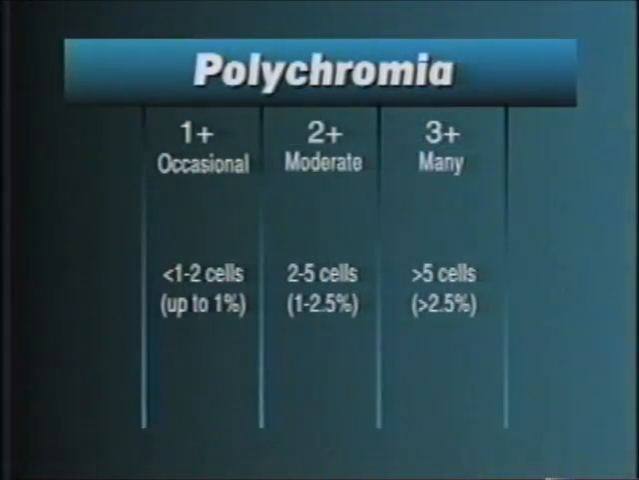These are cells that when they occur in low numbers are clinically significant. So the criteria is a little bit different. If the average number of cells you see in your field that are polychromatophilic are less than 1 to 2 cells, it is a 1+.